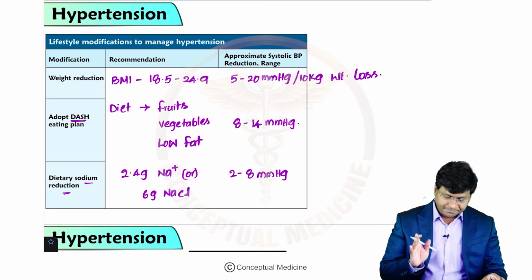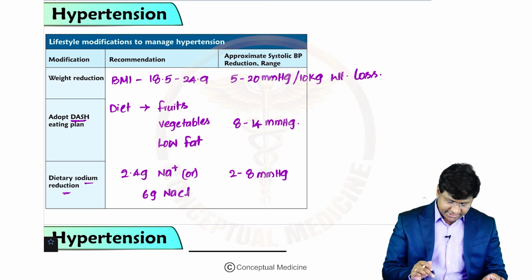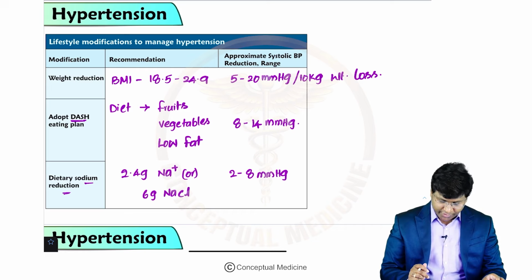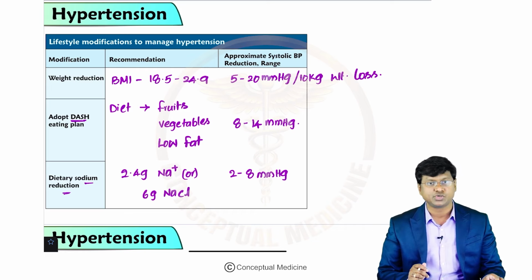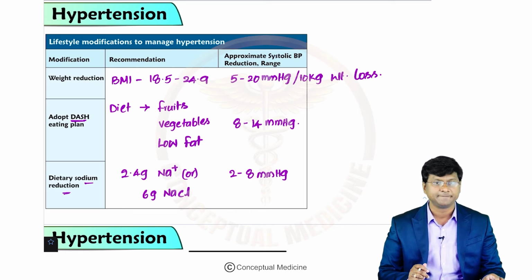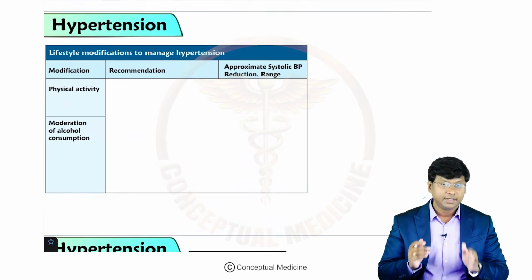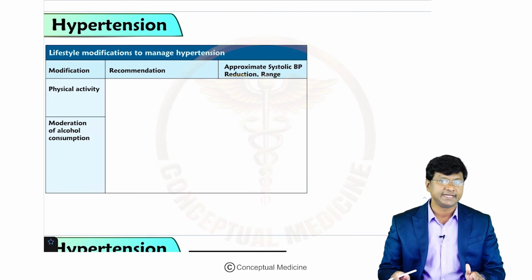So that will be the systolic blood pressure reduction when the individual consumes 2.4 grams of sodium per day or 6 grams of sodium chloride per day. Then followed by that, the next important thing is physical activity.